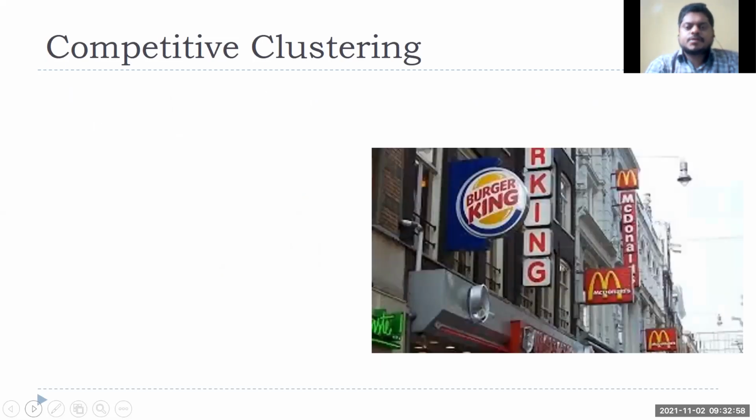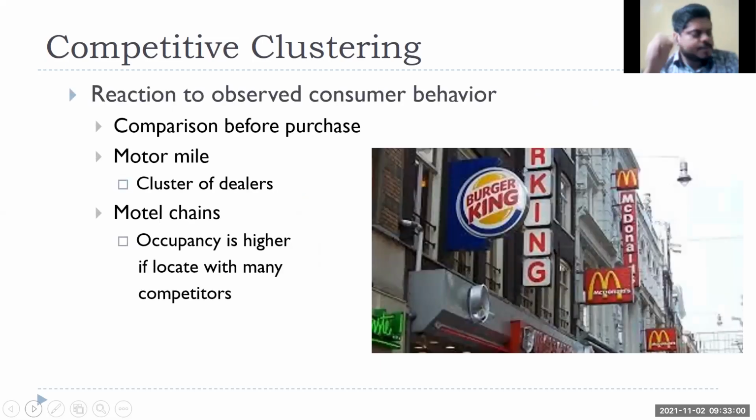Competitive clustering. So this is an interesting thing, and I have a video I'll share in this slide. You can see that later on. This is an interesting question, and people have done a lot of research on this.